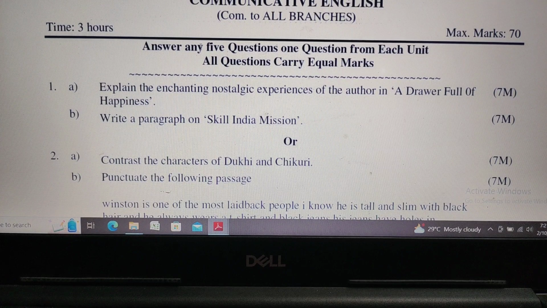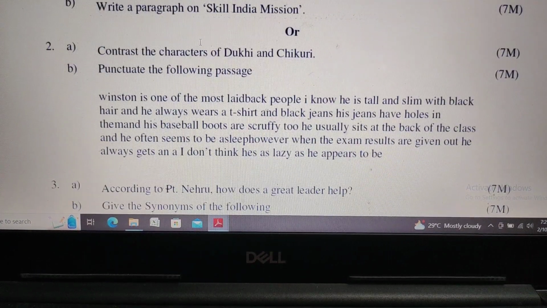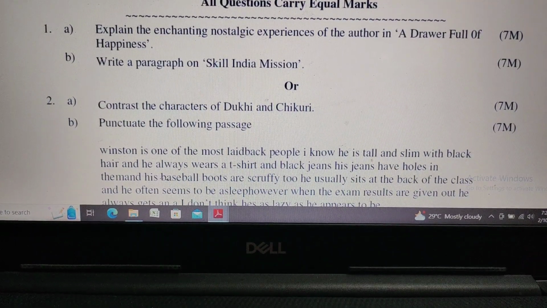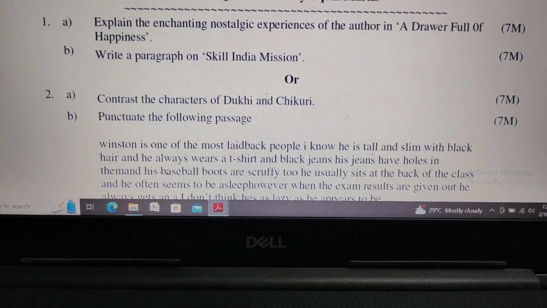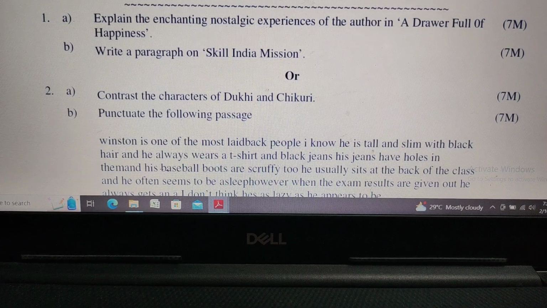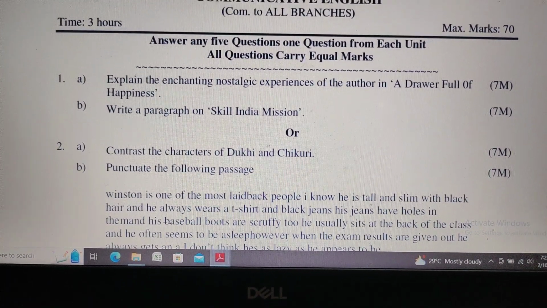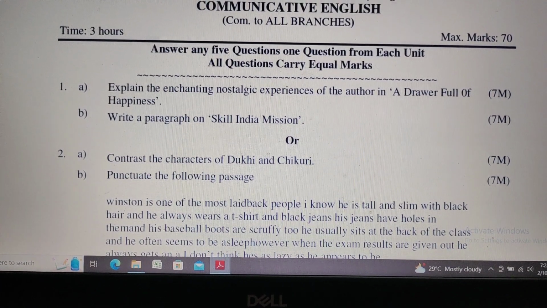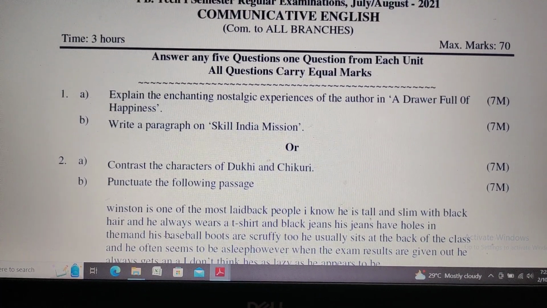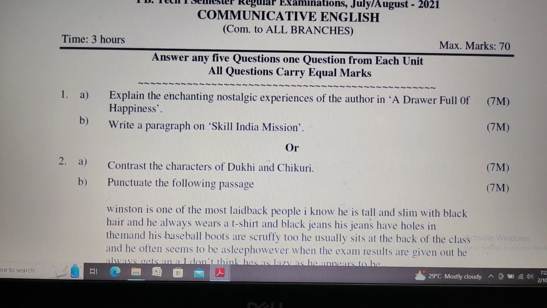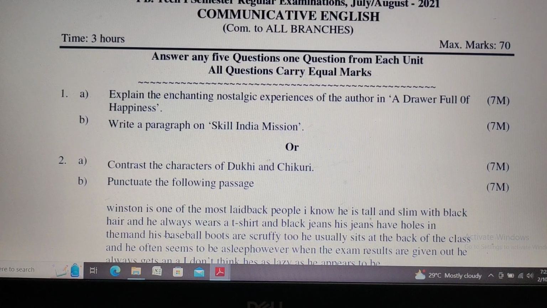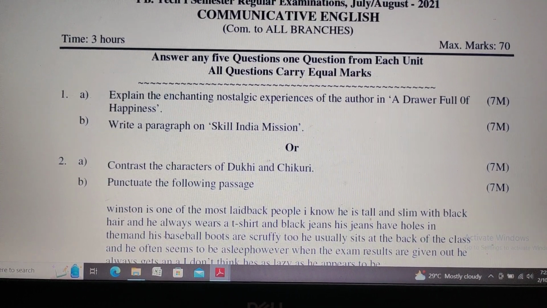Now here I am to talk about the types of questions that you will get from the lessons. You can observe the first question is 1A and B, which is a combination of Drawer Full of Happiness as well as paragraph writing. The first question 1A asks you to explain the enchanting nostalgic experiences of the author in Drawer Full of Happiness.